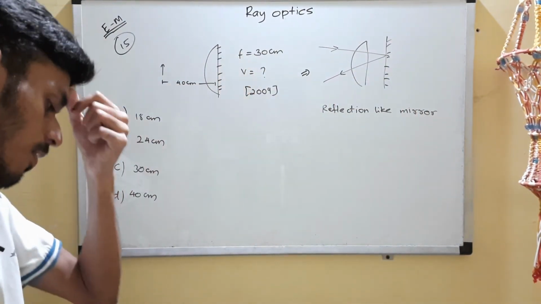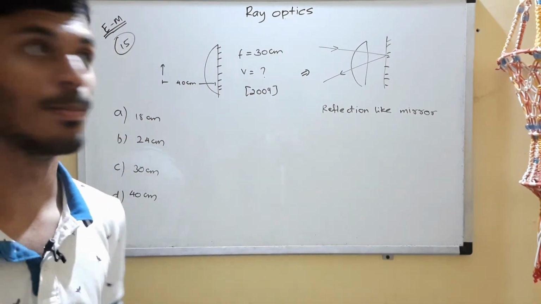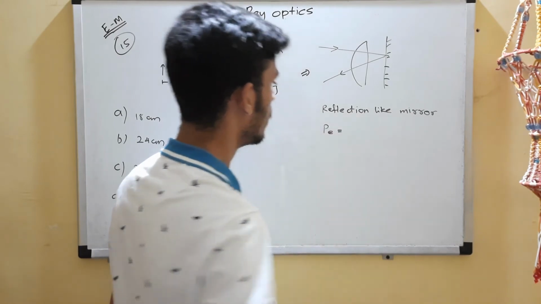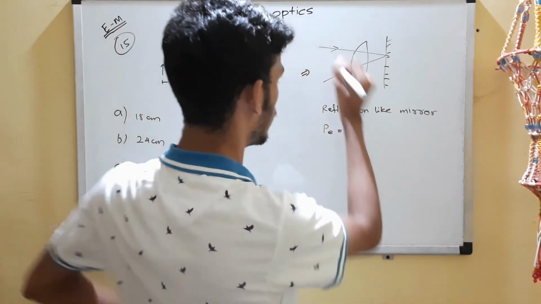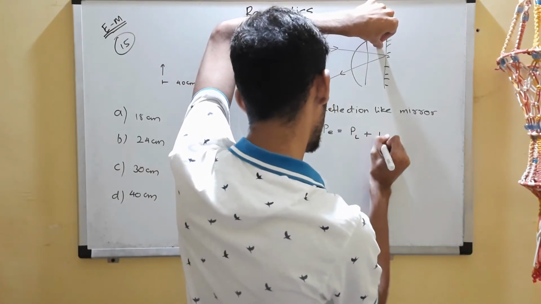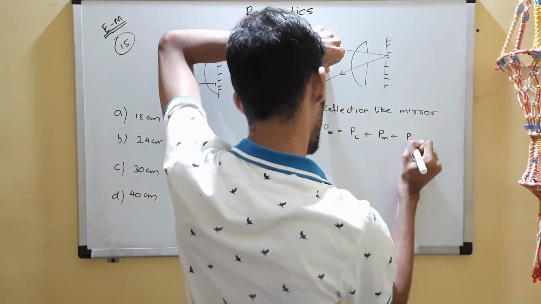When one side of a lens is silvered, remember that the system acts like a mirror. Now you can write the effective power of the system. The effective power will be the power of the lens, because first the incident ray passes through the lens, plus then it strikes the mirror, so the power of the mirror, plus again it goes through the lens, so the power of the lens.